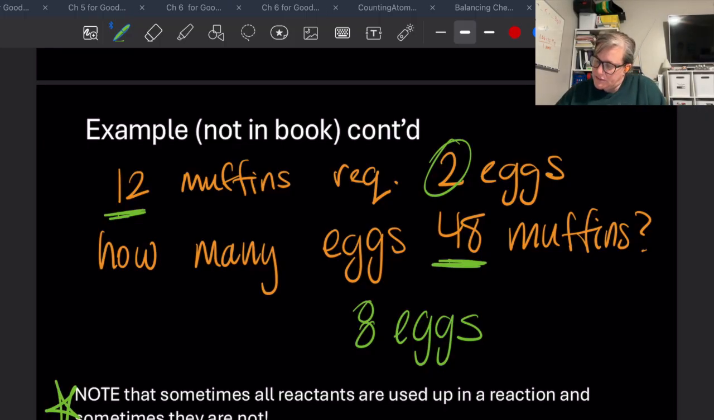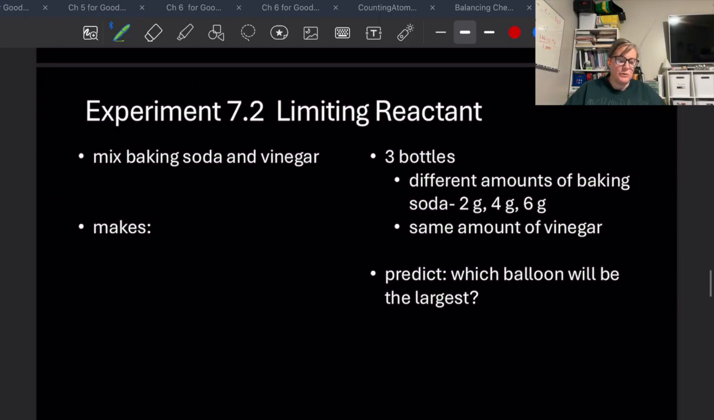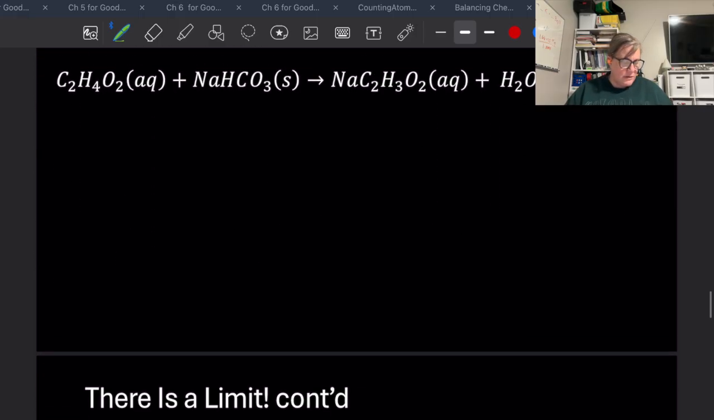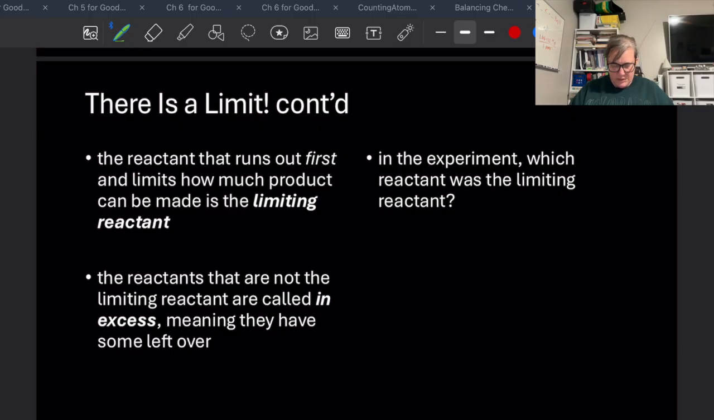Okay. But this is experiment 7.2. We were going to do it in class, but since you guys aren't here, we will do it next week. Okay. So we'll talk about that next week. Okay. Let me see how far I wanted to get. Yeah, so I wanted to talk about limiting reactants a little bit. Okay.